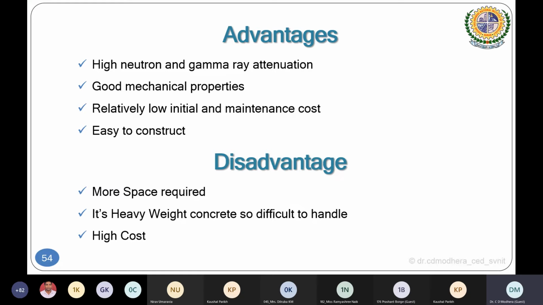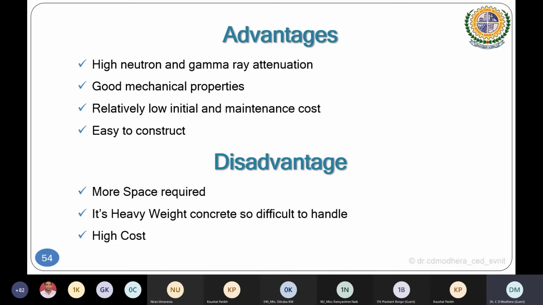High density concrete is used for neutron and gamma ray shielding, where it is to be used in a specific structure. Good mechanical property is there, relatively low initial and maintenance cost, and it is easy to construct. So these are the main advantages.